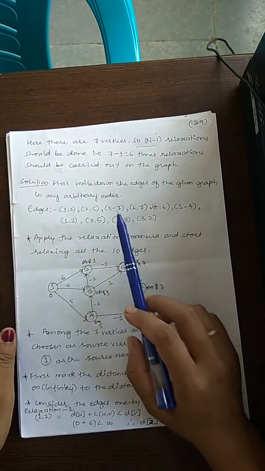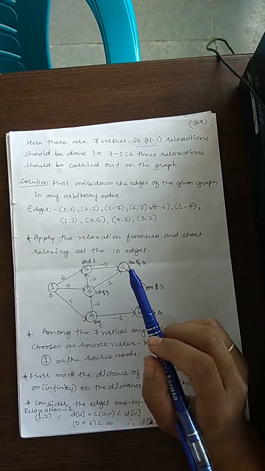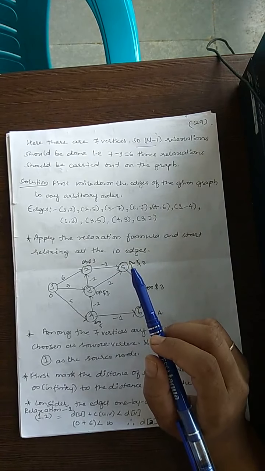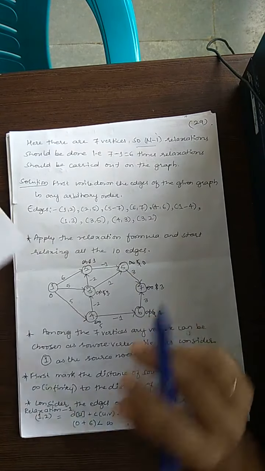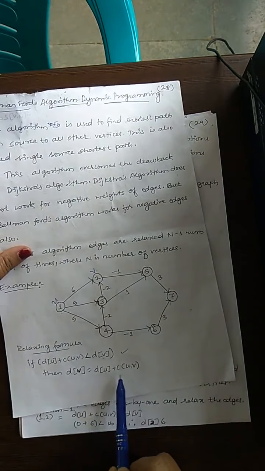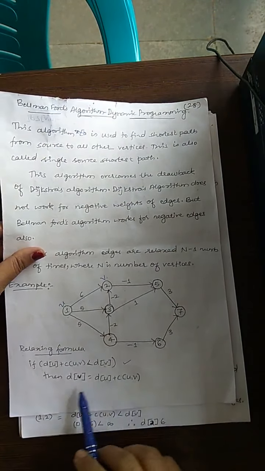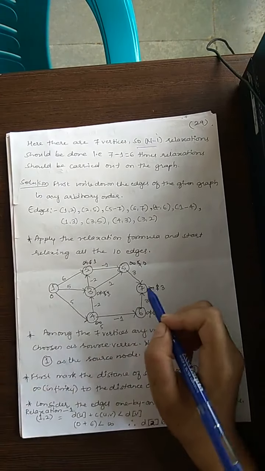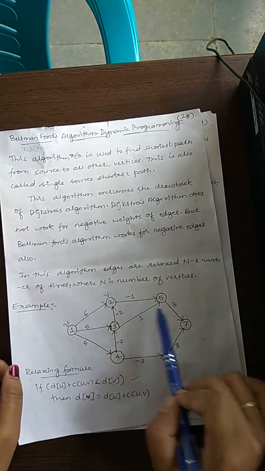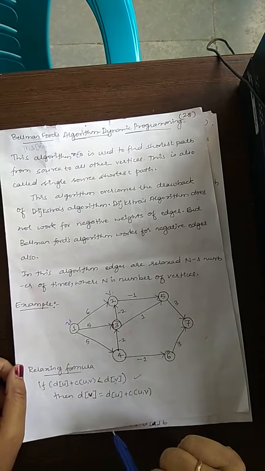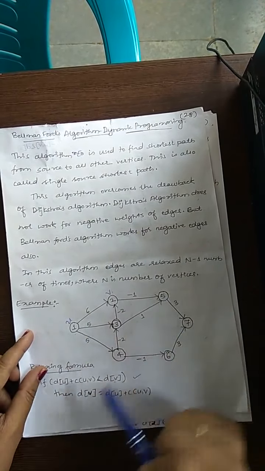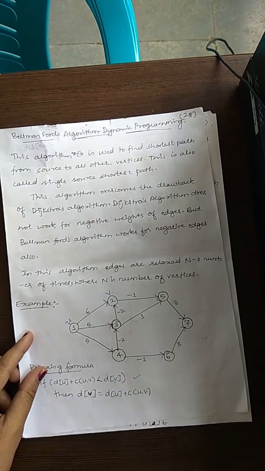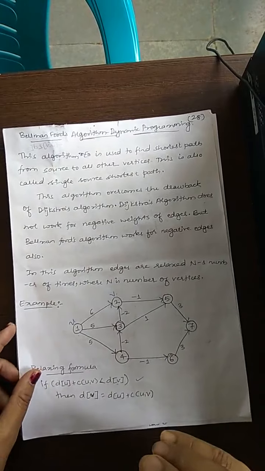After doing this, we start applying the relaxation formula which we have seen before, that is, if d of u plus cost of u comma v is less than d of v, then d of v is equal to d of u plus c of u comma v. Before starting that, in this example we only have the costs of the edges given in the question. But we have to write the costs of each of the vertices. To do that, first choose the source vertex.